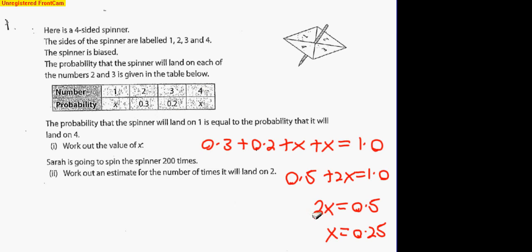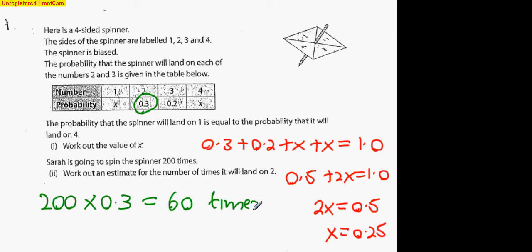Sarah is going to spin the spinner 200 times. Work out an estimate for the number of times it will land on 2. It lands on 2 30% of the time, or 0.3. 200 multiplied by 0.3, anybody? 60 times. Okay, so 60 times. Alright. Next one.